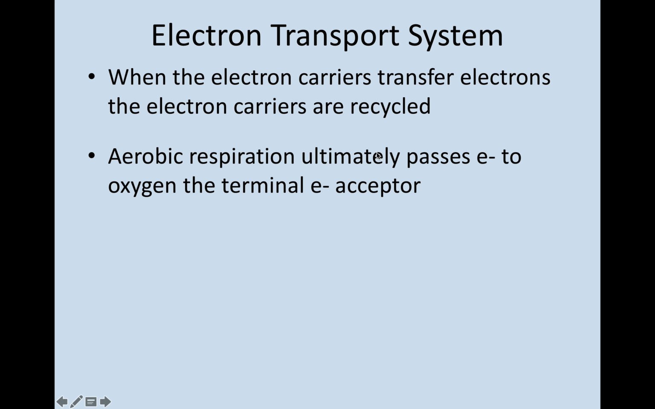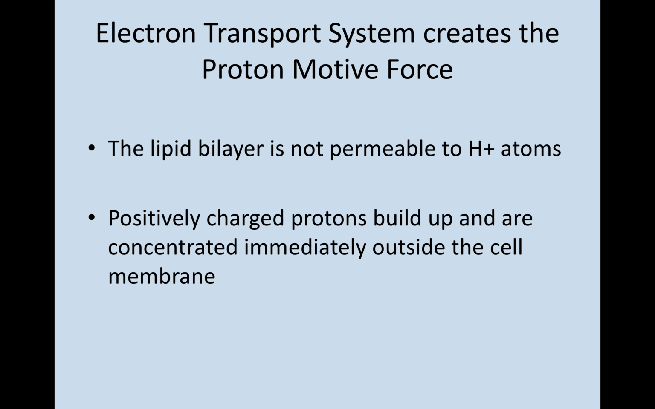When those electron carriers transfer electrons, the electron carriers are recycled. So NADH becomes oxidized to NAD+. It goes back to glycolysis and the Krebs cycle, picks up more electrons, and repeats this process all over. Aerobic respiration is going to ultimately pass the electrons to oxygen, as I demonstrated. If it's anaerobic respiration, it's going to go to a terminal electron acceptor different from oxygen. Like I mentioned, the electron transport system creates the proton motive force.